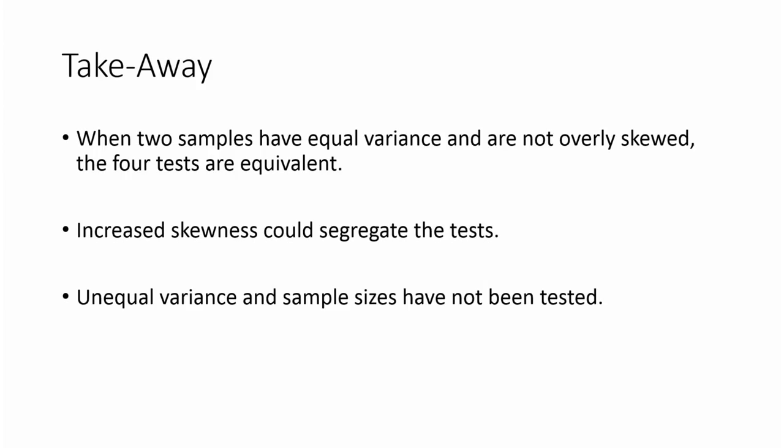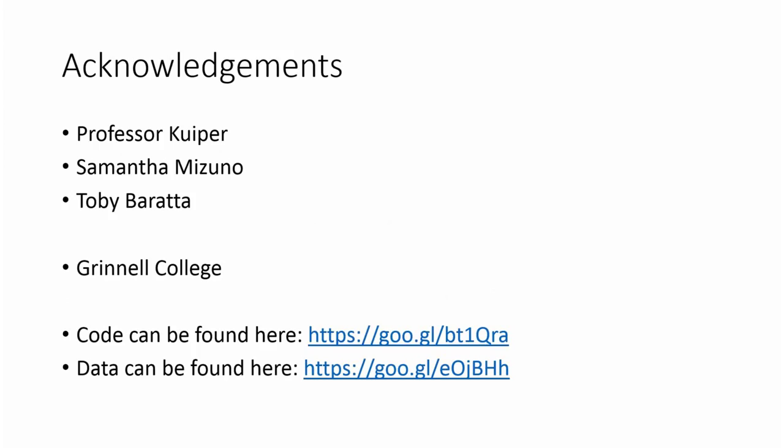The takeaway from this simulation study is that when 2 samples have equal variance and are not overly skewed, these 4 tests are equivalent. Increased skewness beyond normal squared could segregate the tests, could make them have different results. In addition, I did not look at unequal variance or sample sizes, and those could also affect the appropriateness of each of these tests.